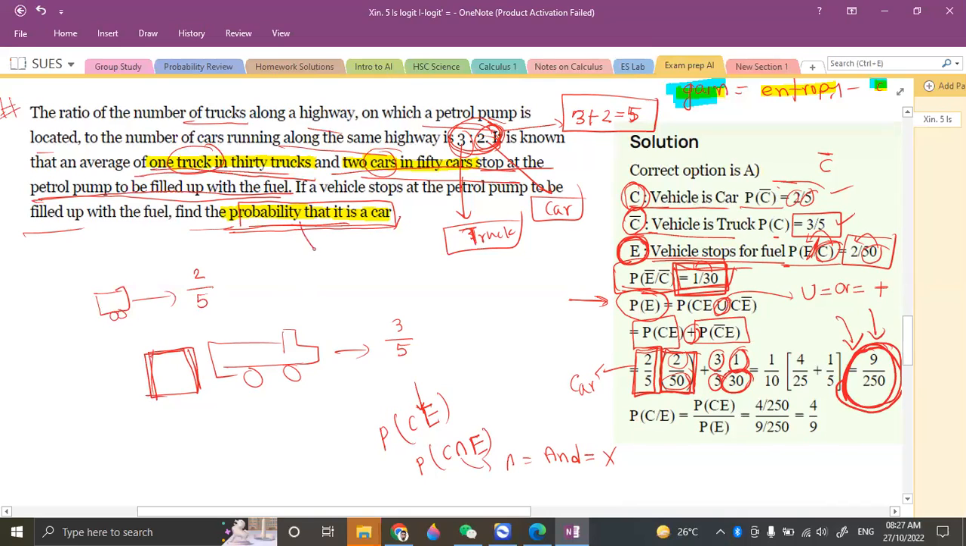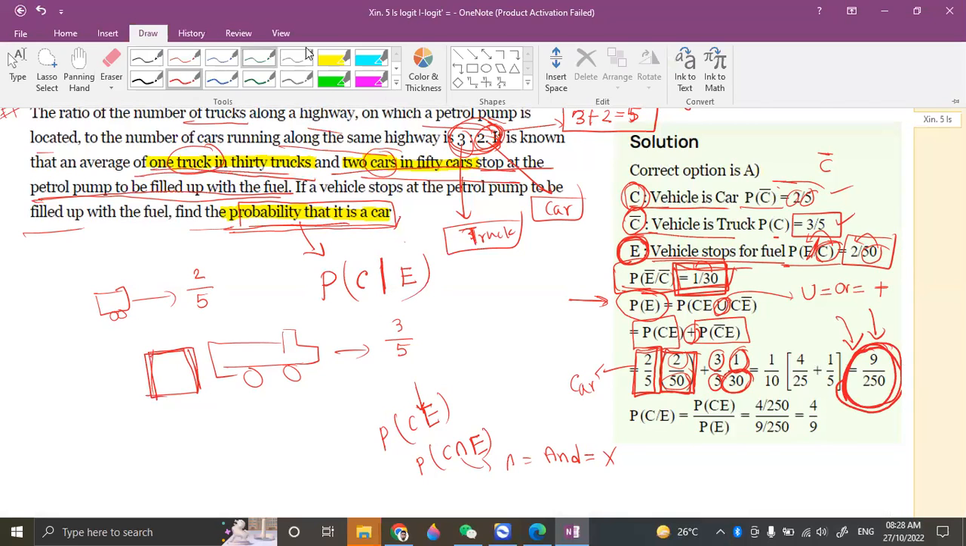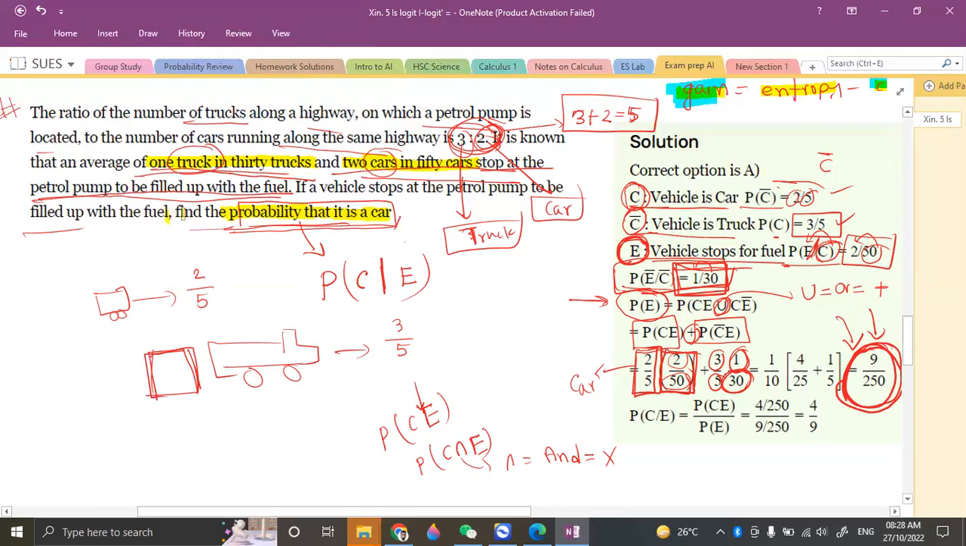So now let's see what the question is. Find the probability that it is a car, and here is the condition, okay? And this car needs fuel. Guys, do you understand? Find the probability that this is a car, and the condition is that this car needs fuel. So E is for fuel and C is for car. So find the probability that this is a car given that this car needs fuel. So this is the conditional probability.